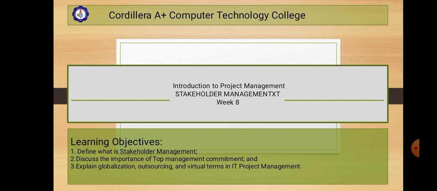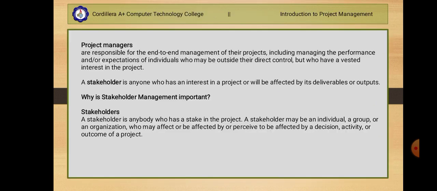Okay, so to start with, we have here the stakeholder management. So we have the project management. So ano nga ba or sino nga ba itong project management na ito? When we say project management, they are the ones who are responsible for the end-to-end management of their project, including managing the performance and of course the expectations of individuals who may be outside their direct control, but who have a vested interest in the project. So those are our project managers, I mean.